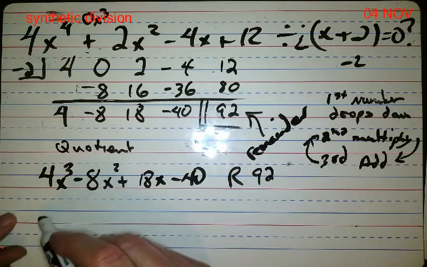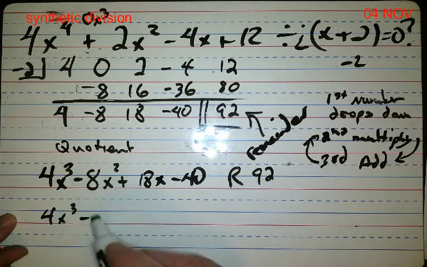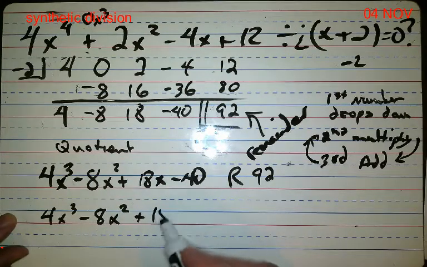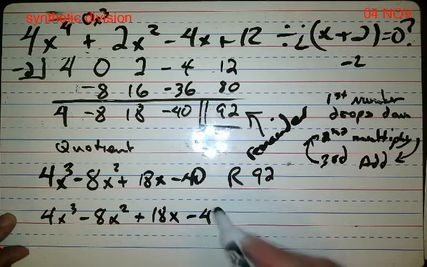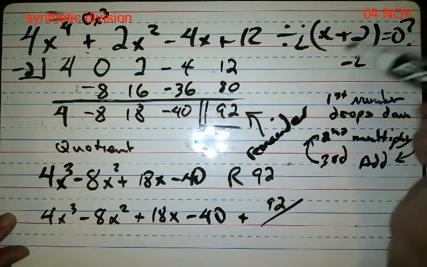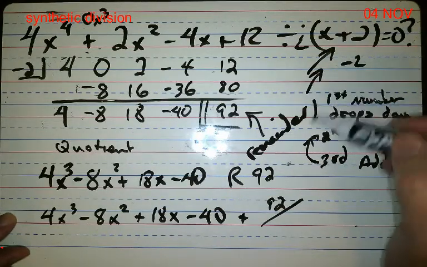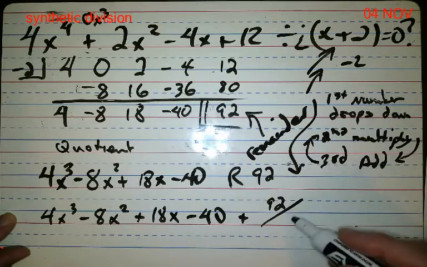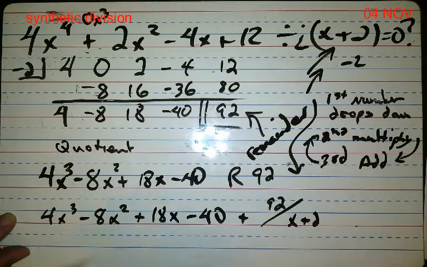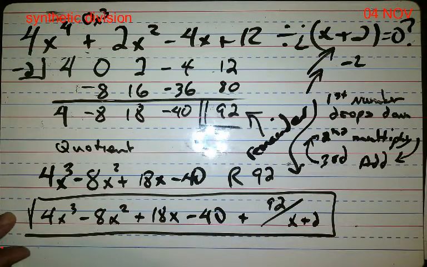If I wanted to write it in the fraction form, remember there's 2 ways to write the answer, then I would say plus 92 divided by, see, the thing I'm dividing is what I have to write down there. So that's x plus 2. This is the answer to the question.